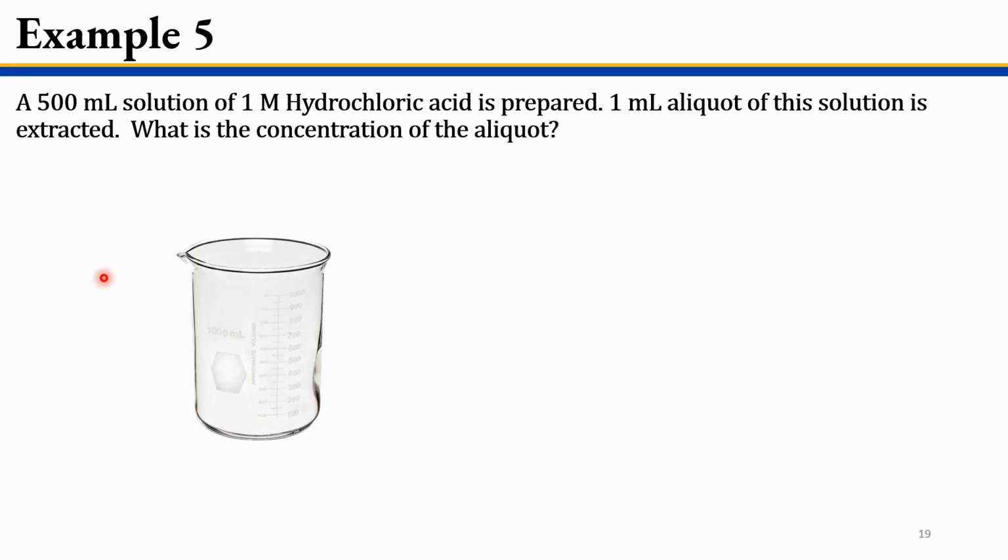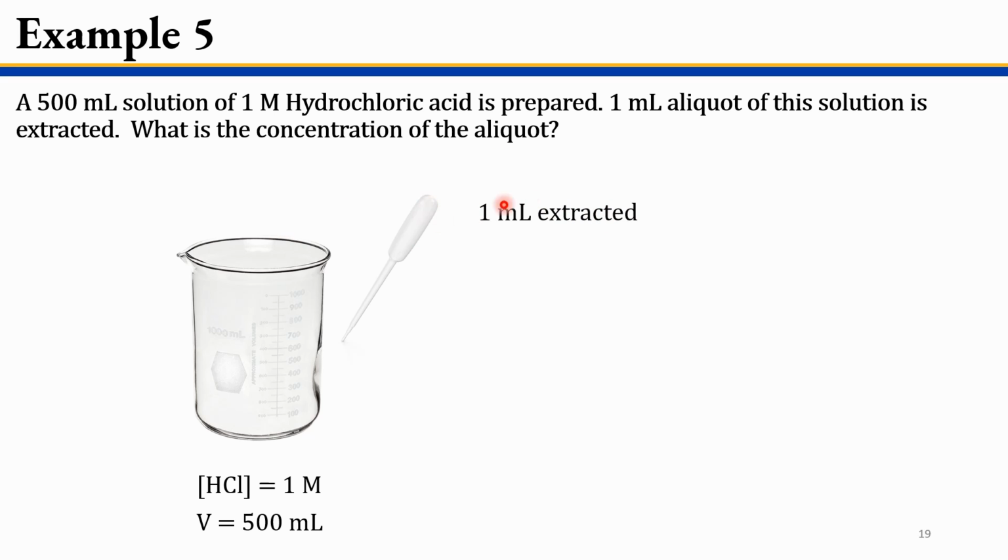All this is saying is, suppose we have a beaker and has a certain concentration of hydrochloric acid, 1 molar, and the volume is about 500 milliliters. And we're going to take a 1 milliliter aliquot. An aliquot is just simply, we're going to take our pipette and we're going to extract a little bit of that solution. So 1 milliliter is extracted.